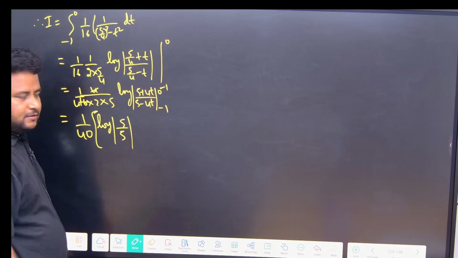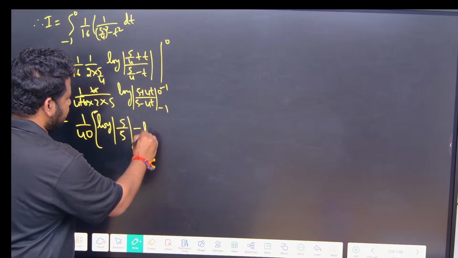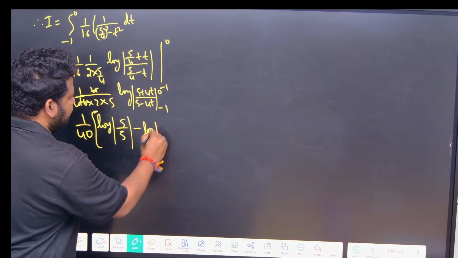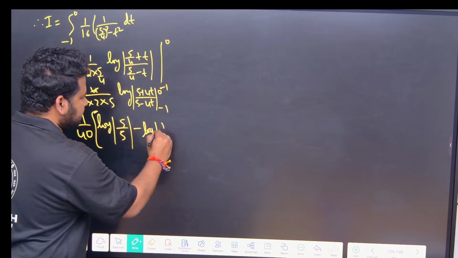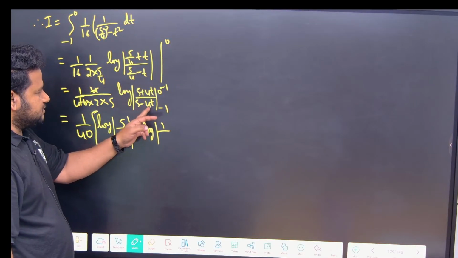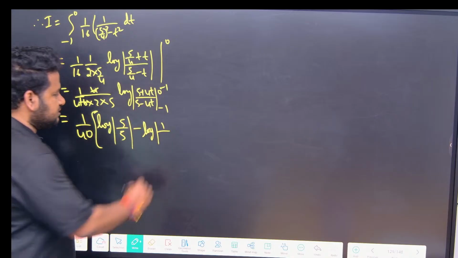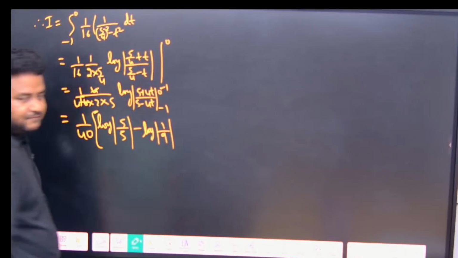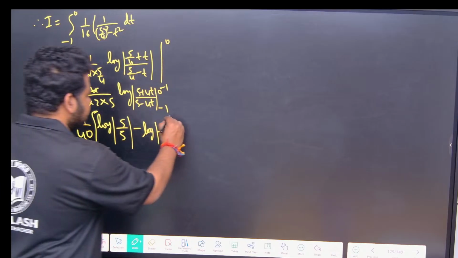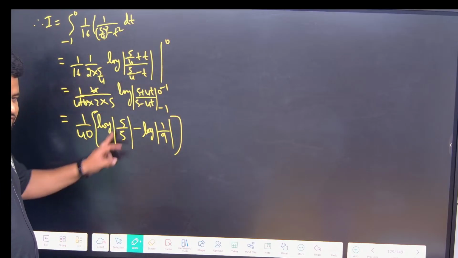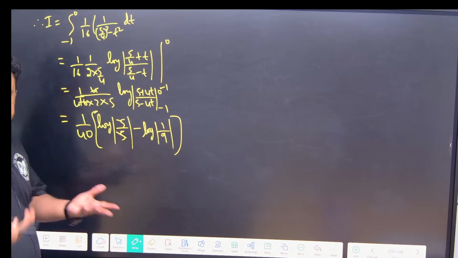Log of 5 by 5 minus log of the lower limit. Lower limit is 5 minus 4, and 5 minus 4 is 1. Minus into minus is plus. Log of 5 plus 4, that is log 9, I will be having. So this will become this much. Now log 5 by 5 is nothing but log 1. Log 1, the value is 0.